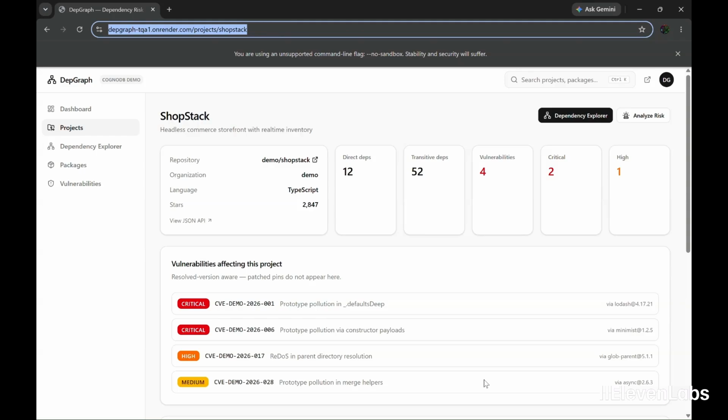Let's take ShopStack as our example project. A software project doesn't only depend on the packages it directly installs. Those packages can introduce their own dependencies, creating deeper transitive dependency chains. DepGraph models these relationships along with specific package versions, which is important when a vulnerability affects one version, but another version may already be patched. Now let's explore those relationships directly.